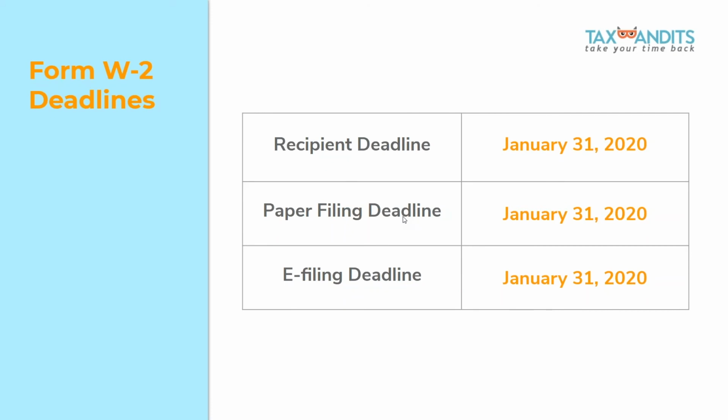Now that we know a little more about what's required, let's look at when you actually have to have the forms completed. The recipients, which would be the employees receiving the form, have to have their copy by January 31st of 2020. The paper filing deadline and e-file deadline are both, again, January 31st of 2020.